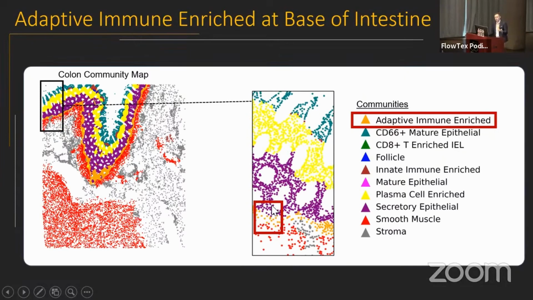And one of the interesting features of the bottom of the mucosa is that this is a stem cell niche for the intestine. And this is a really important and highly curated environment. And what we found is that there's also an enrichment for adaptive immune cells like CD4 T cells and CD8 T cells down at this area that wasn't previously appreciated before.